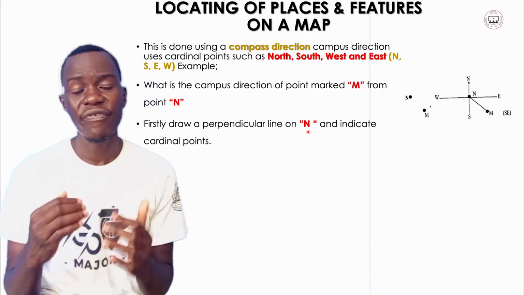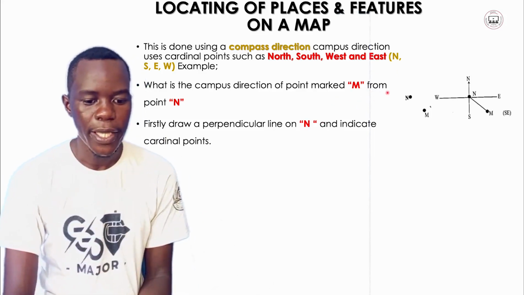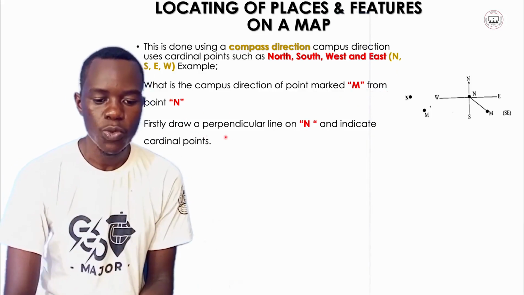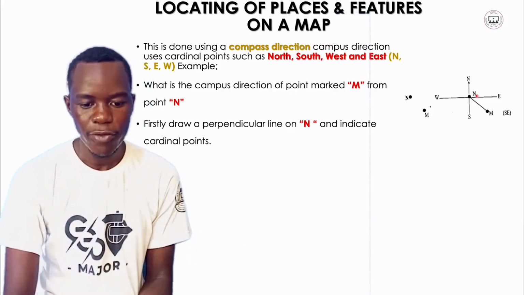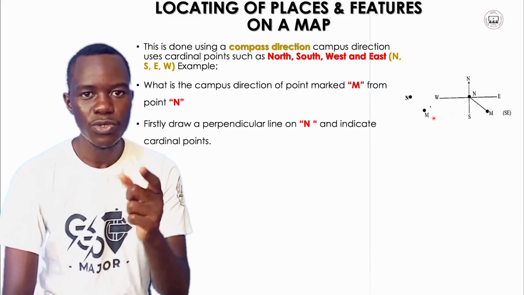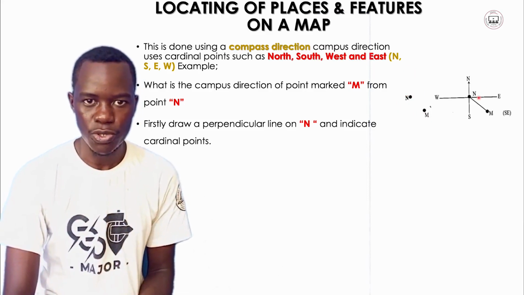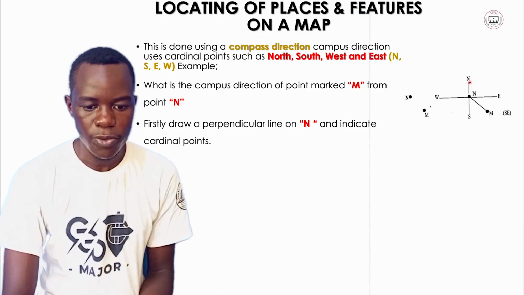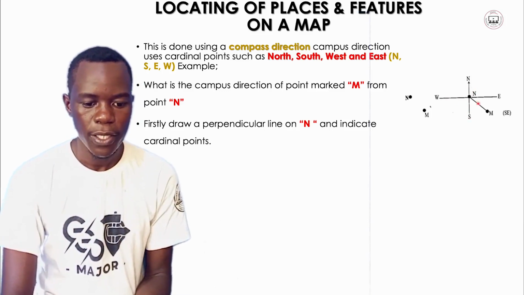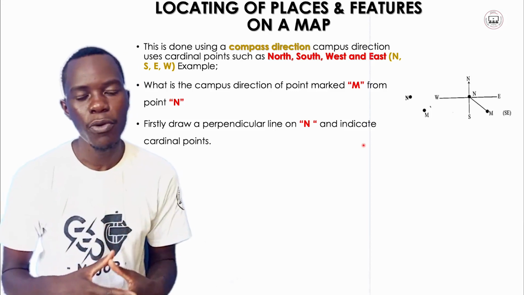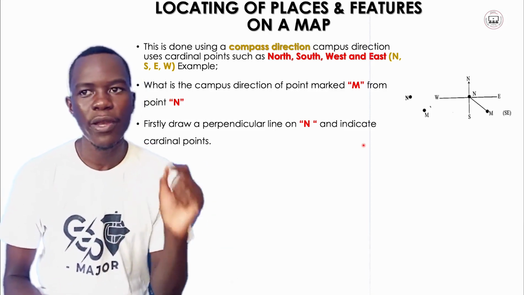When we are giving direction on a map, the focus should be on the word from. So here, the from is N. You proceed to where there is N and draw the cardinal point. Here it has been illustrated: where there's an N, there's a cardinal point, which indicates north, east, west, and south. That's the first step: draw the cardinal point on N, and the emphasis should be on where the word from is.